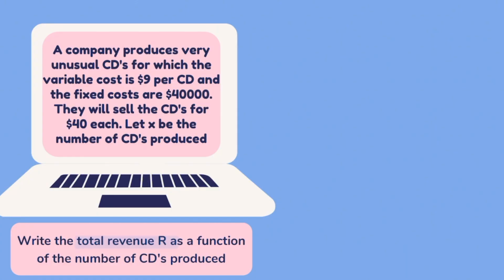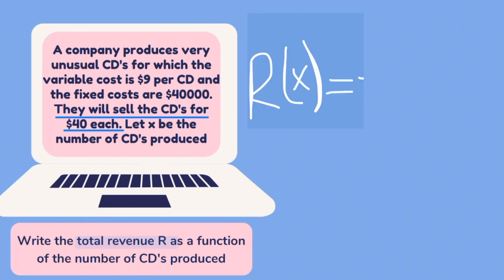So, the revenue here is the amount of money we're bringing in from each CD. And it tells us they will sell the CDs for $40 each. Once again, X is our number of CDs produced. Our R of X equals $40 times X.